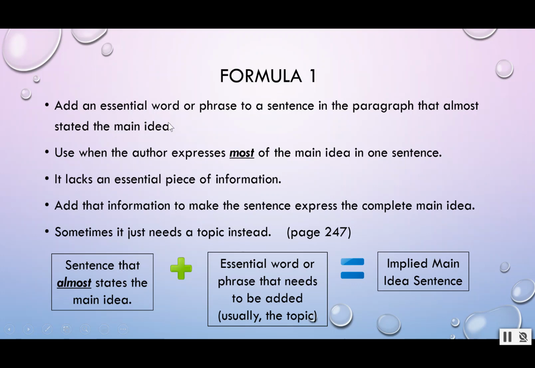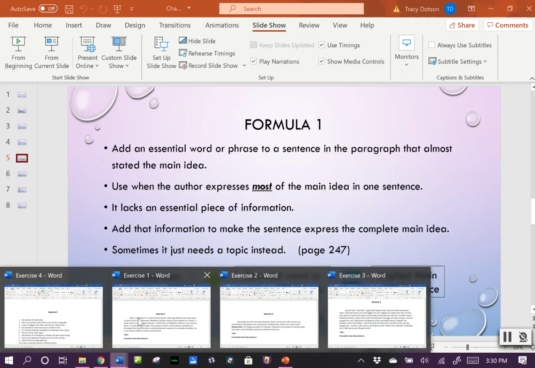So you're going to use it when the author expresses most of the main idea in one sentence, but it still needs a little bit more information. A lot of times it's lacking a topic, which is a word or a phrase, remember? Okay, so in our book we have an exercise on page 247 that I want to go over, and I have it up here.